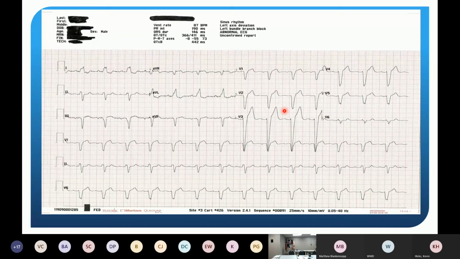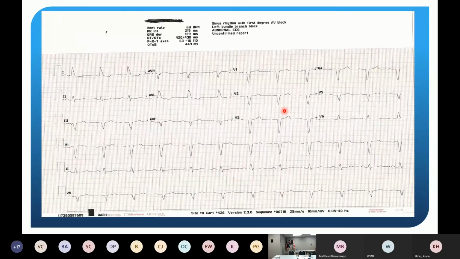All right. So this one's just another left bundle. Another left bundle, no Scarbosa. You see the down in V1, Q wave in V1, no Q wave in AVL. You can tell the different morphologies. This one's not as bad as the previous ones because you don't have that big discordance in V6.